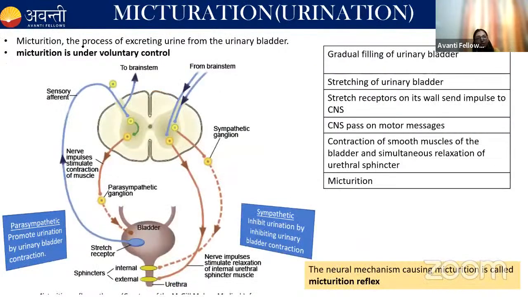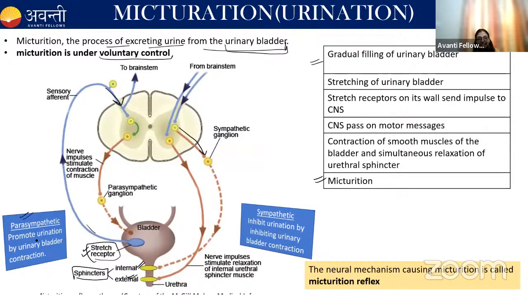Moving next is micturition, which is the process of excreting urine from the urinary bladder. It is under voluntary control, that means it is controlled by the CNS or the brain. First is the filling of the urinary bladder. When the urinary bladder gets filled with urine, it stretches and activates the stretch receptors. The stretch receptors send the impulse to the brain. From the brain, a motor impulse is carried, and this motor impulse acts on the internal and external sphincter. They will relax the sphincter, the contraction of the urinary bladder takes place, and urine comes out of the body. This is what we call micturition.